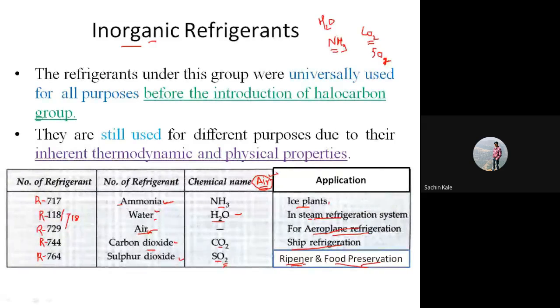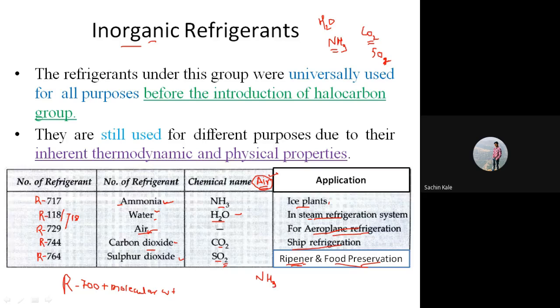Now, how will those inorganic refrigerants be designated? There is also a designation system for inorganic refrigerants. That designation system is R700 plus the molecular weight of that refrigerant. Now here, ammonia's chemical formula is NH3.